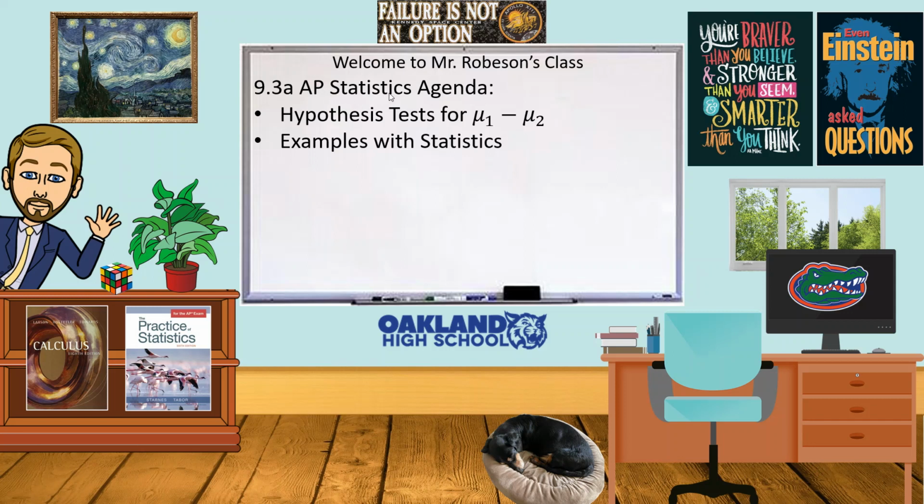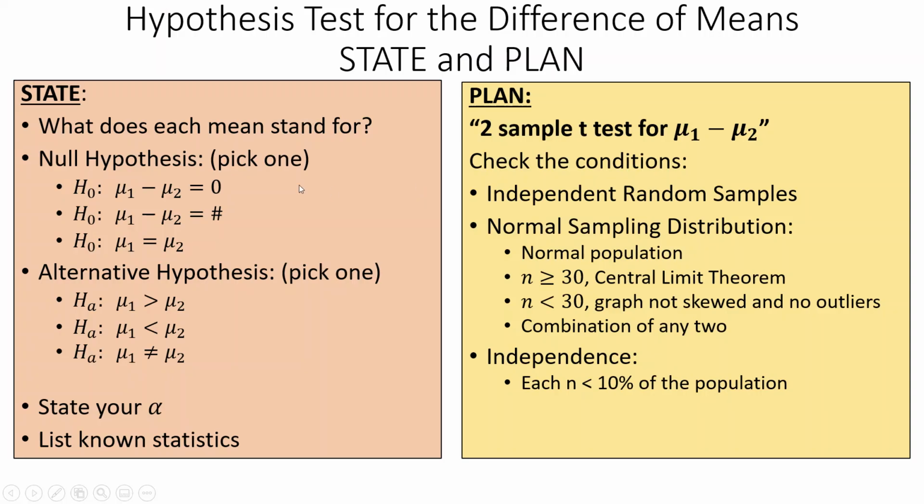We are working through AP Statistics, and today we are looking at the end of Unit 9, Hypothesis Test for the difference of two population means. We're just going to look at what the test is and a couple examples. All right, so again, with all of our tests, all of our procedures, we're doing state, plan, do, conclude.